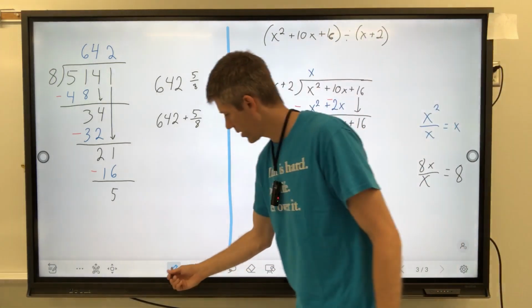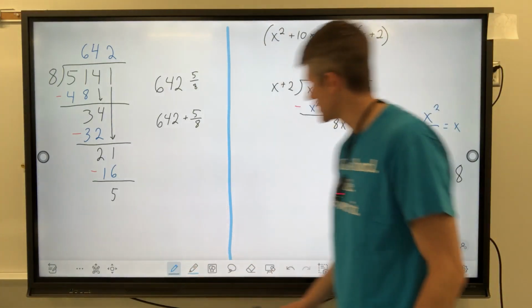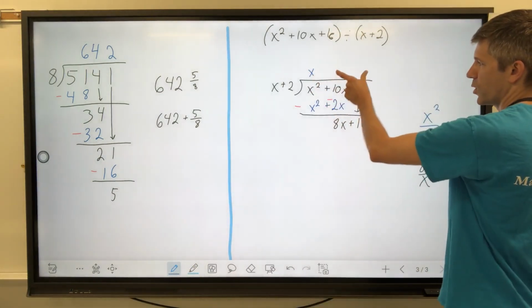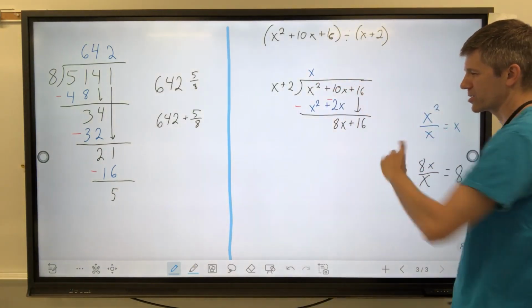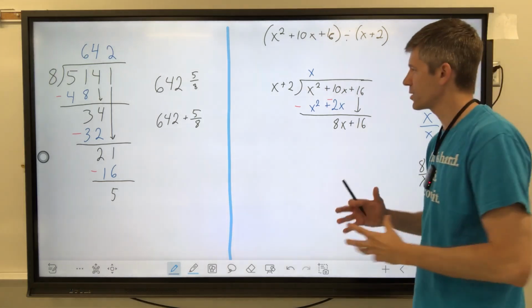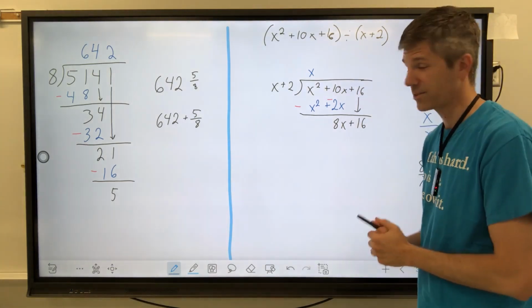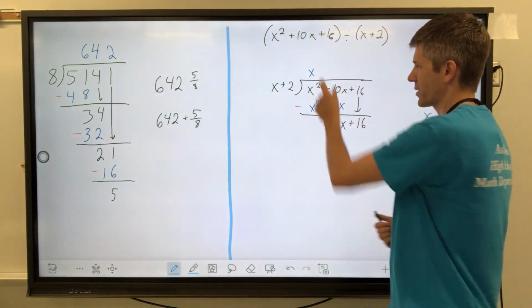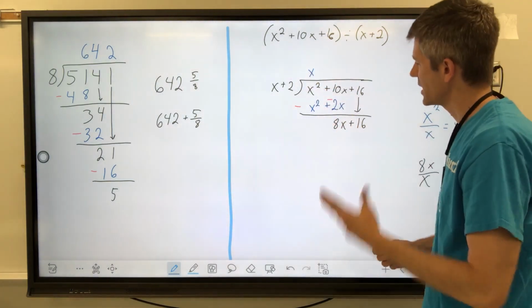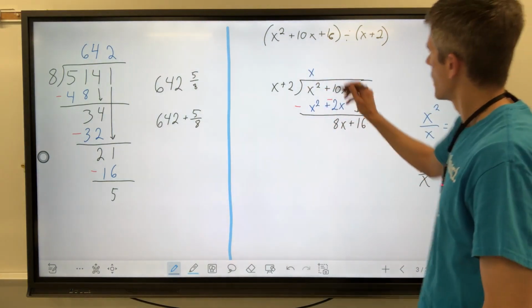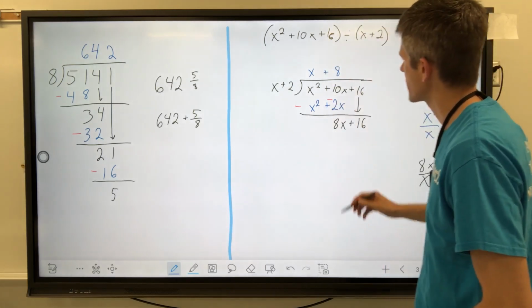Now there are other people that will explain this, and they will shift these numbers over into a different location just based on place value. This is the best way I know to explain it. So if you're comparing it to someone else, and they put their x over here, yeah, I don't. X plus 8. There we go.